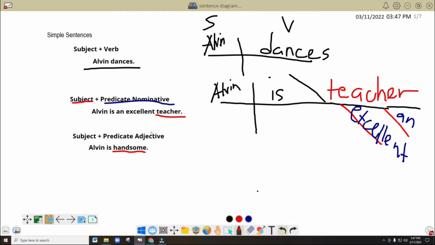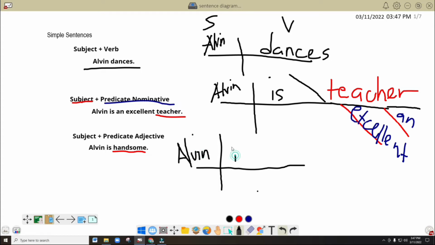In this case, Alvin is handsome. This one doesn't really give another name for the subject. It really describes the subject. So how are we going to put this into our diagram? Let's draw a line, then another line here. The subject is Alvin again. My gosh, the never-dying name, Alvin.